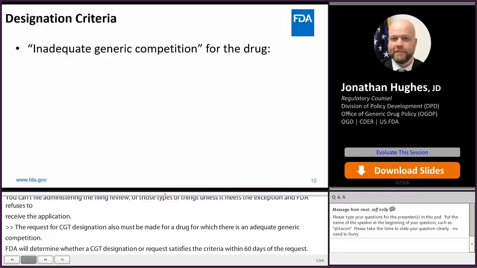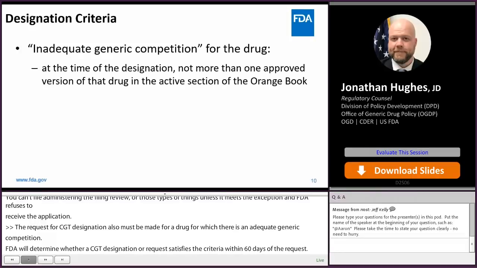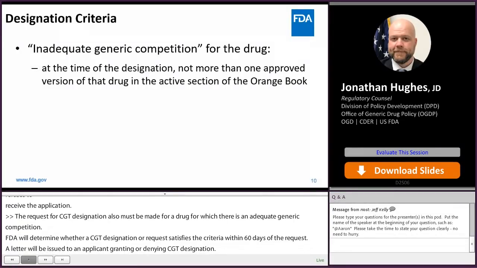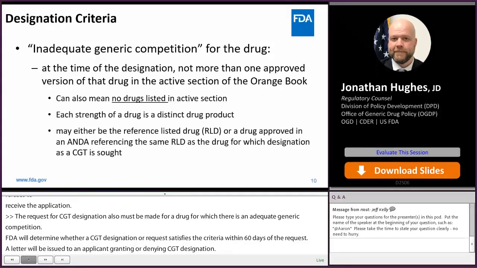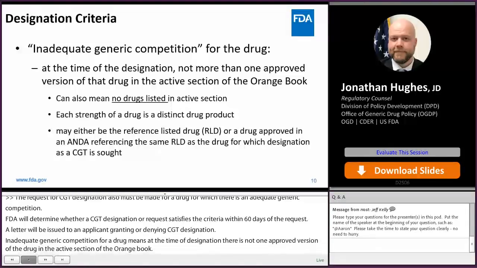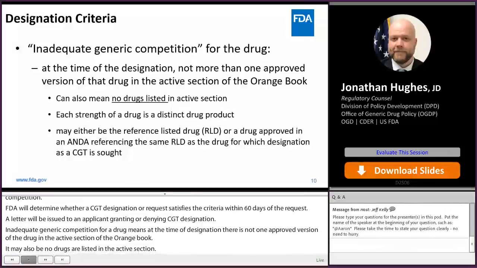Inadequate generic competition for a drug means at the time of the designation, there's not more than one approved version of that drug in the active section of the Orange Book. It can also mean no drugs are listed in the active section. And as we clarified in the final guidance, each strength of a drug is a distinct drug product. So you could potentially have CGT designation for one particular strength of a drug.